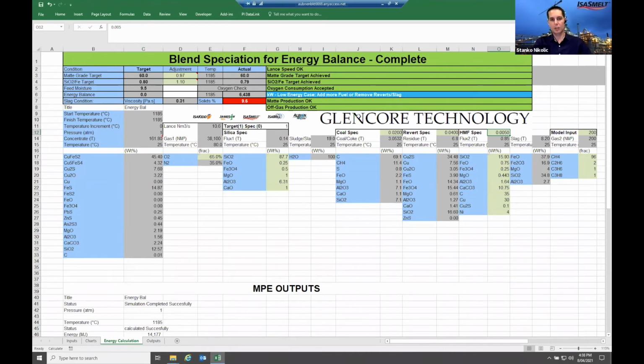And then that can allow us to then complete the energy balance and to be able to look at the impact of that on the operation of the furnace.